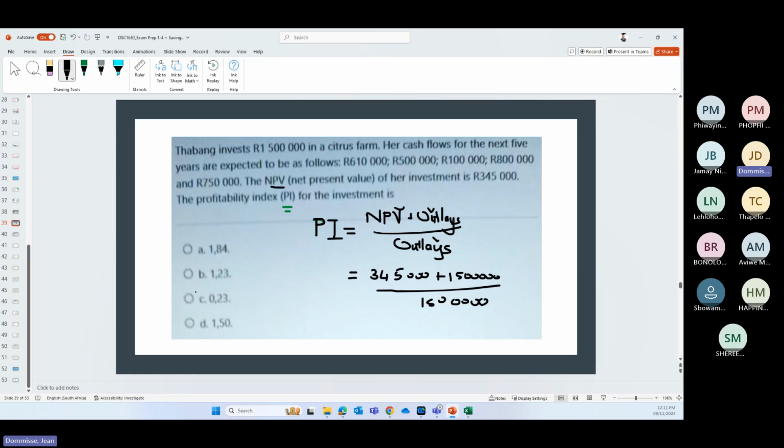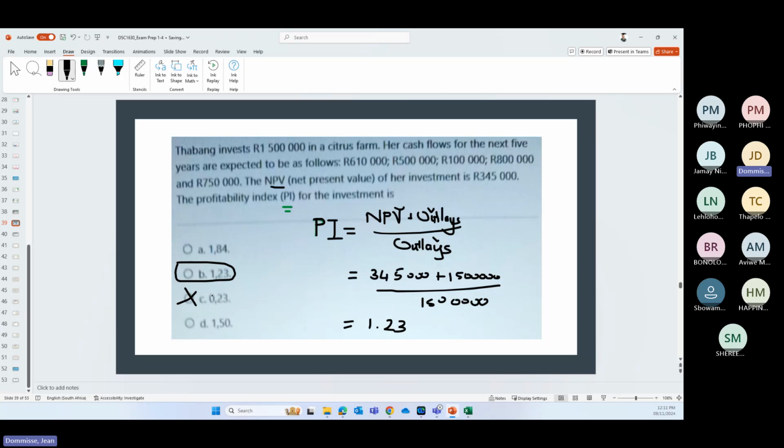Because it's more than one, option C is not even an option. But it nearly gives you a hint in saying 0,23, 1,23, is there maybe a link between the two. So let's see. 345,000 plus 1.5 million divided by 1.5 million gives us 1,23. Okay, so option B is the correct answer.